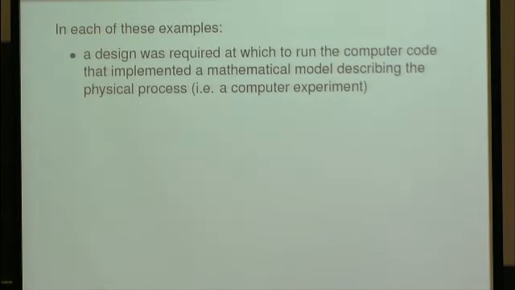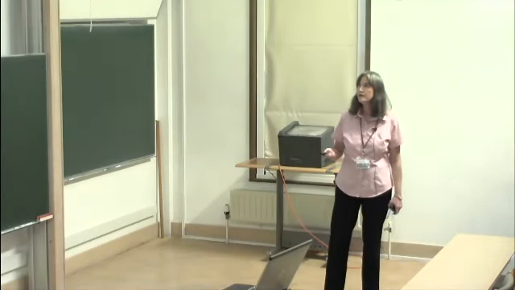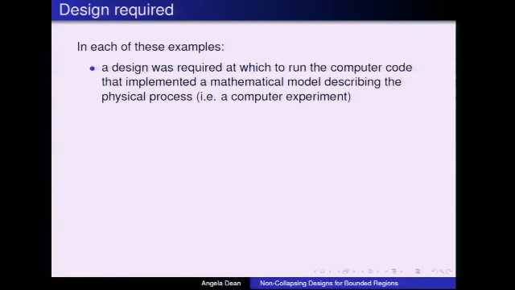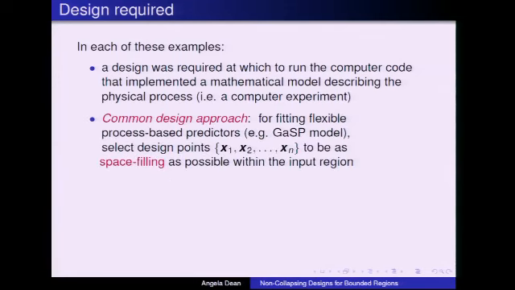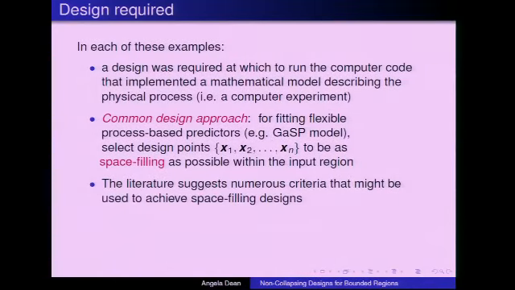Okay, so in each of the examples, a design was required at which to run the computer code that implemented the mathematical model that lay behind this. And many people before me have talked about the fact that if you want to fit a flexible Gaussian stochastic process model, we want the design to be as space-filling as possible within the input region.